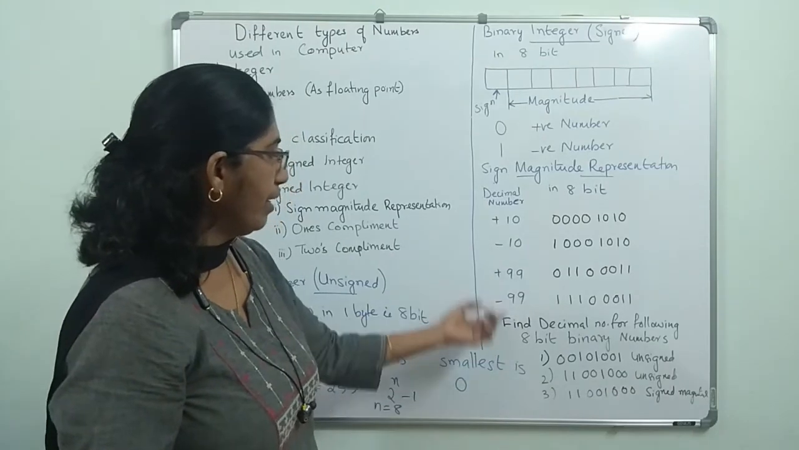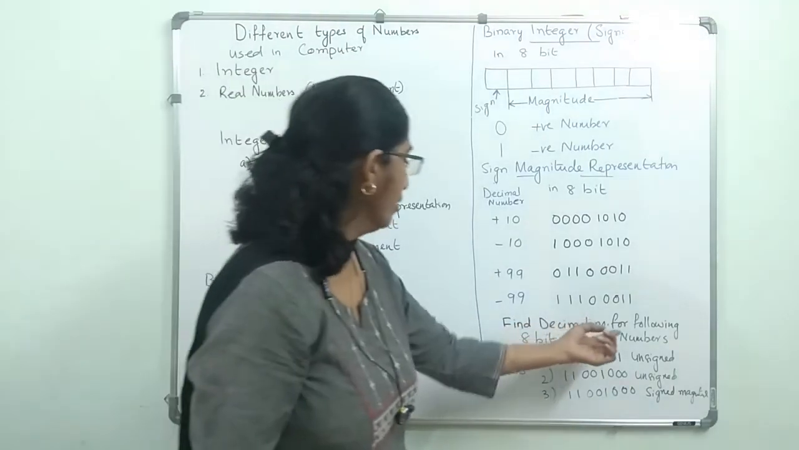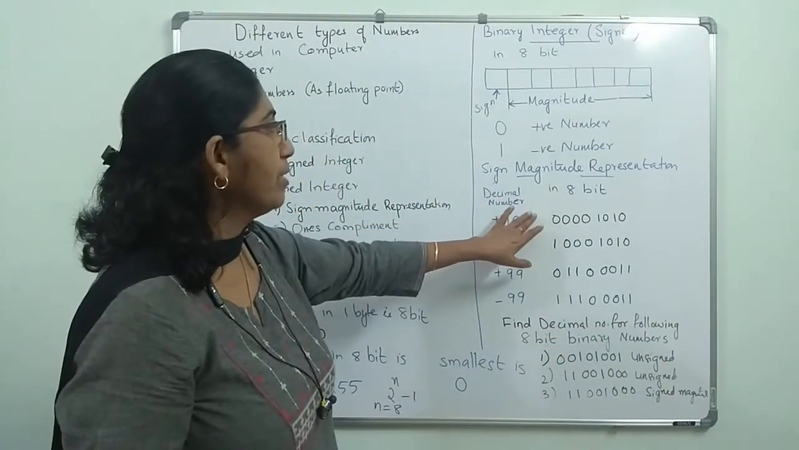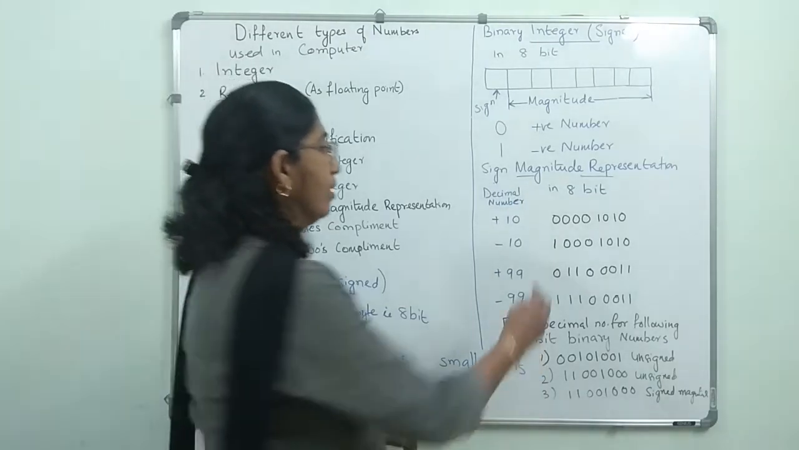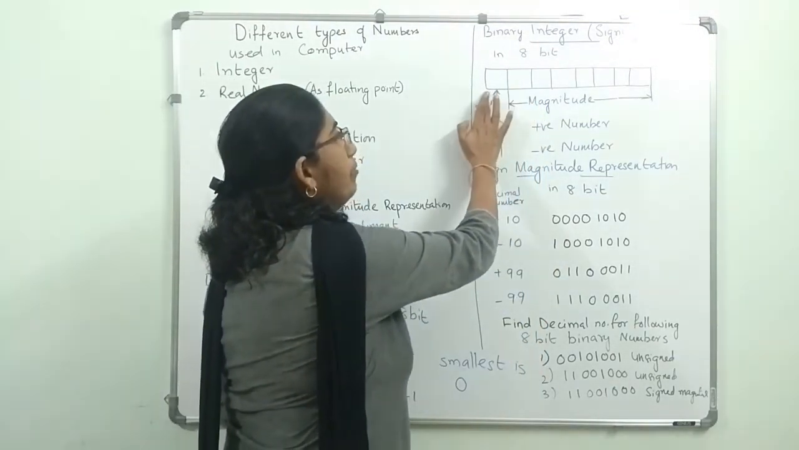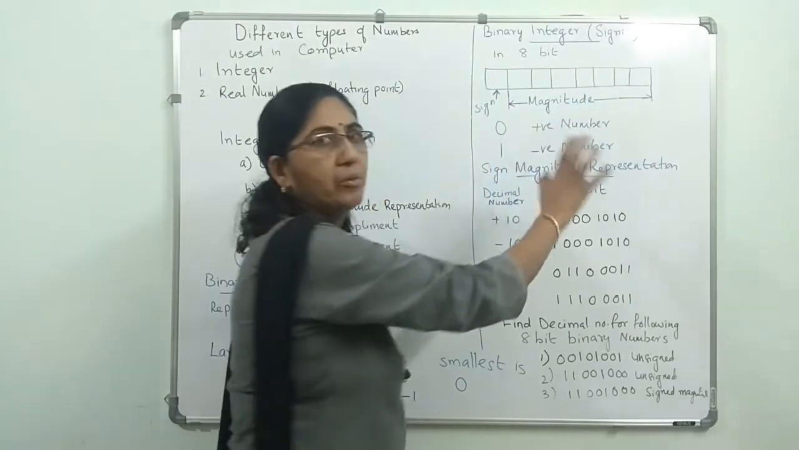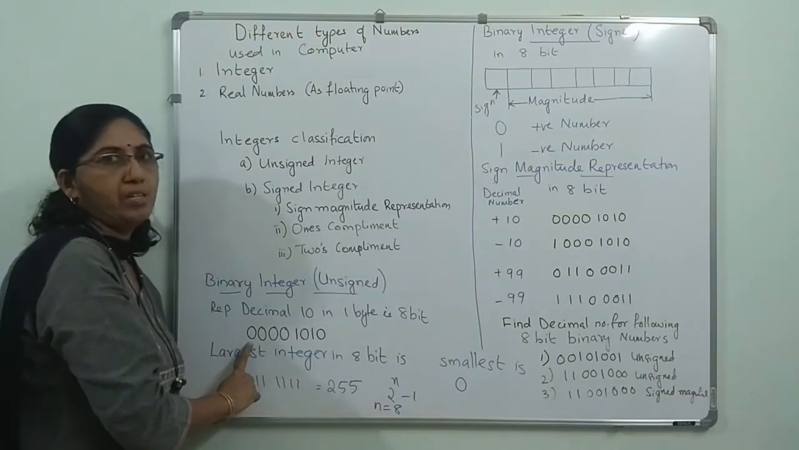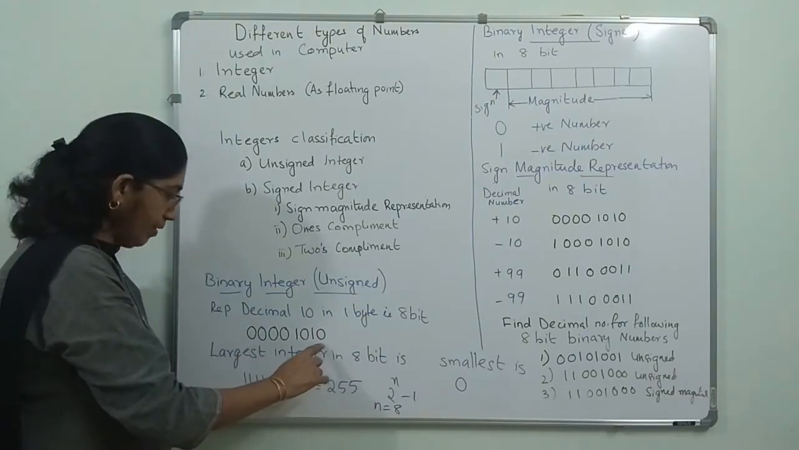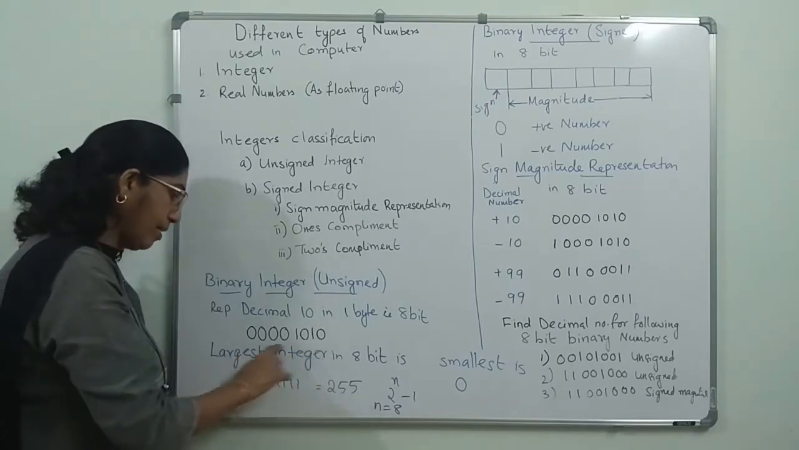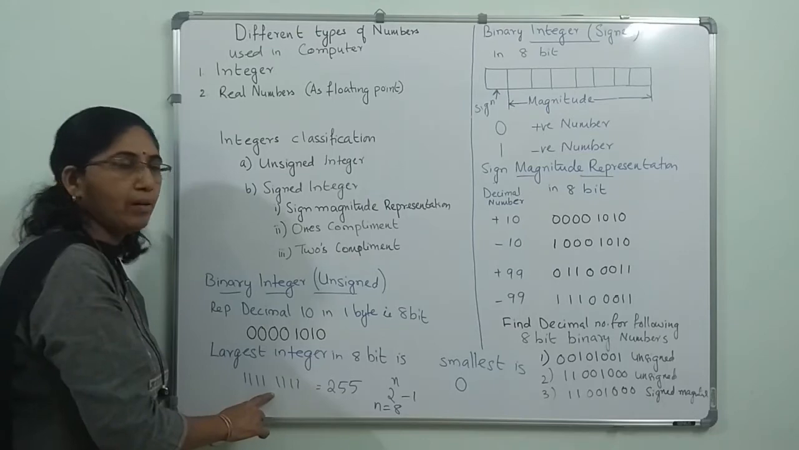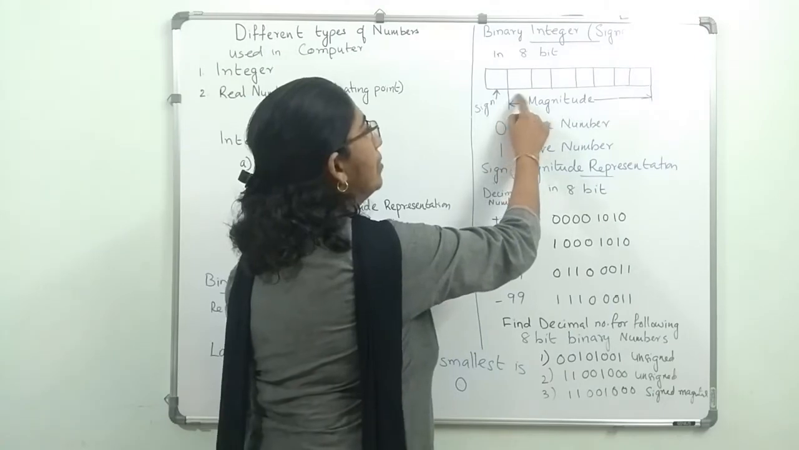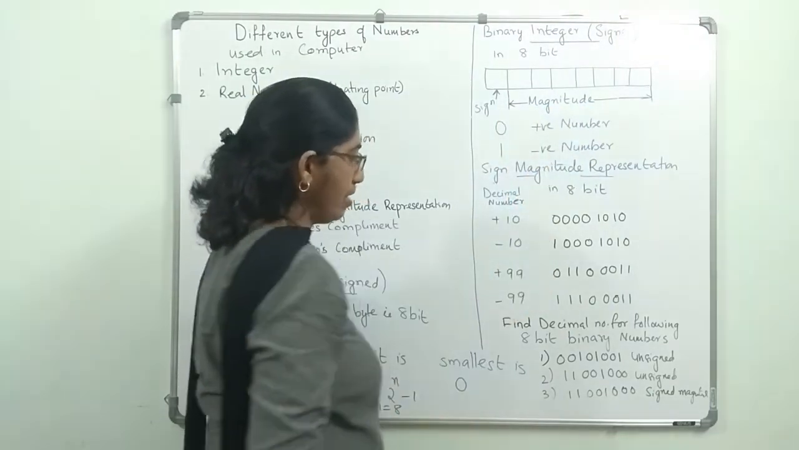Now you can similarly find out the decimal number for the following 8-bit binary numbers. You should understand one thing. In the sign magnitude representation, you have to leave this one for sign. The rest of the bits only you can use to represent numbers. Whereas in the unsigned case, you can use even this bit to represent your number. So that means the number you represent using the unsigned representation can be a bigger number, because you can use up to this. Whereas here you can use only these 7 places to represent our number.